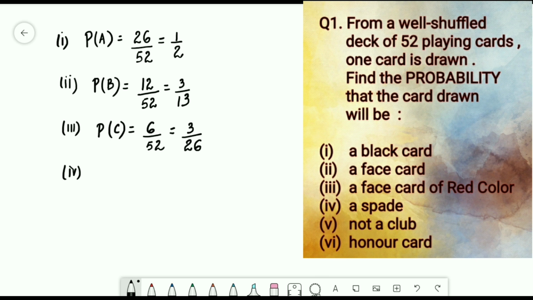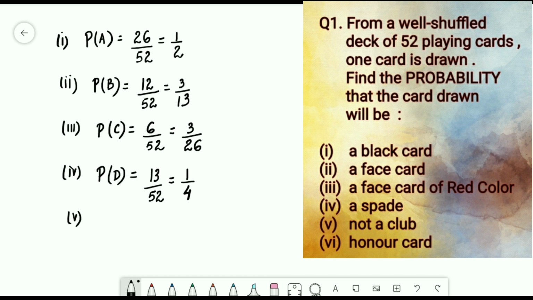Now the fourth part is probability of getting a spade. Okay, we have 13 cards of spade in a well shuffled deck of 52 playing cards. So number of favorable cases are 13 out of 52. And now we will do simplification. So 1 upon 4 is the answer.